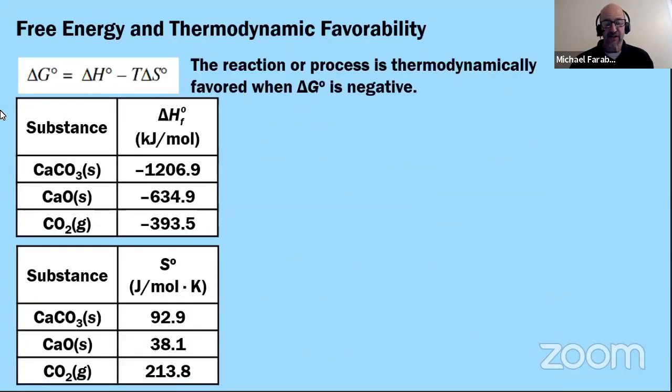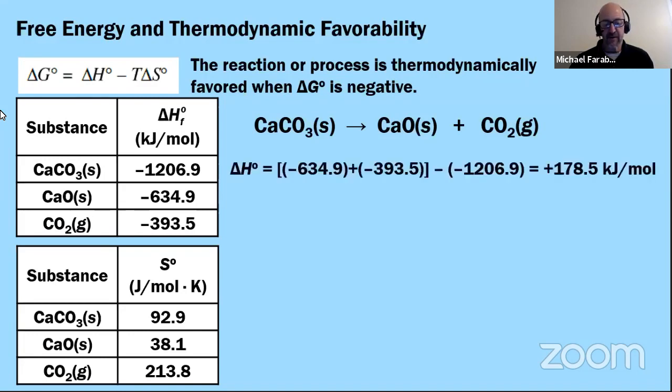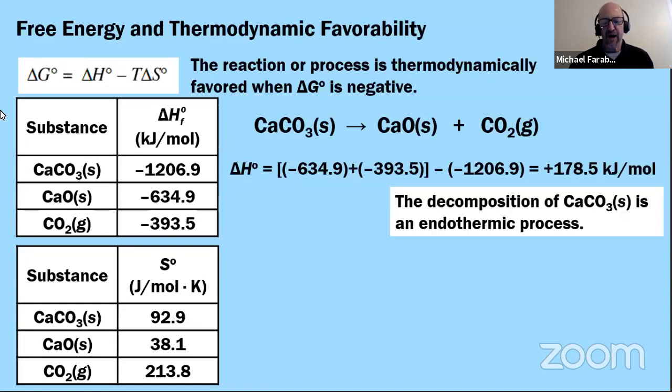All right, here's another reaction. This is the decomposition of calcium carbonate, which is found in limestone, and it decomposes to give calcium oxide and carbon dioxide. So we now have data for delta H, and that's the enthalpy of formation, and we have S, so the entropy. We'll do products minus reactants for each of these sets of tables. So I have products minus reactants, and I get a delta H of positive 178.5. This indicates that the decomposition reaction is an endothermic process.